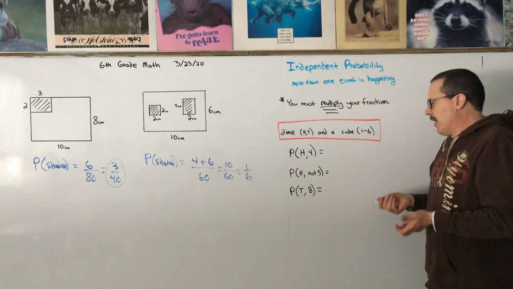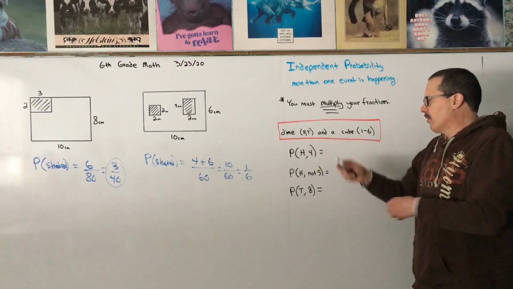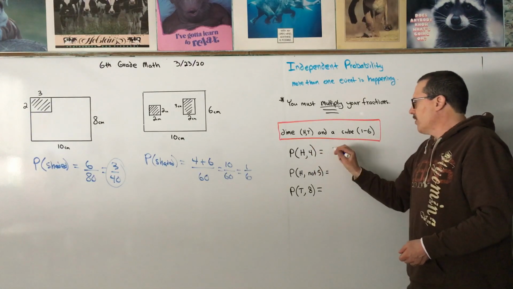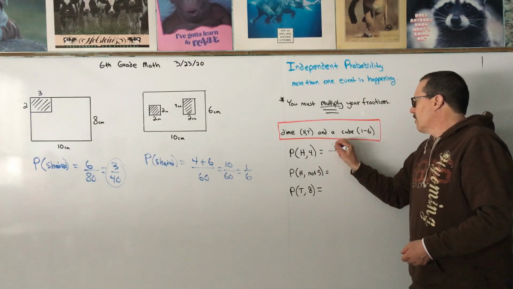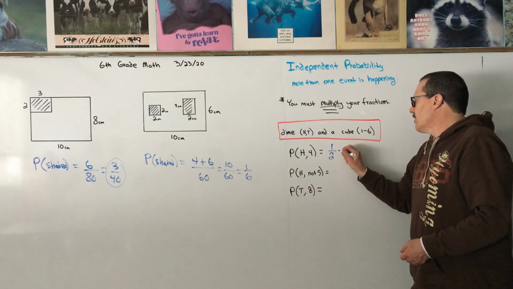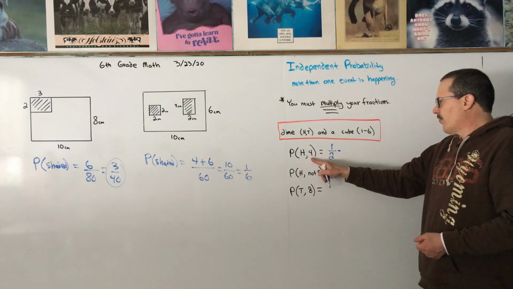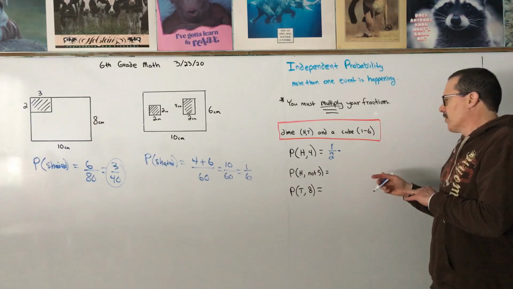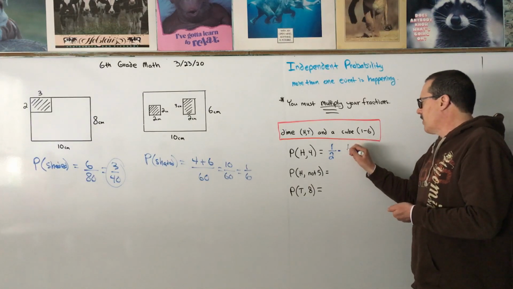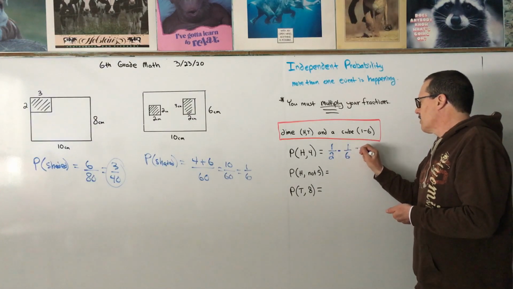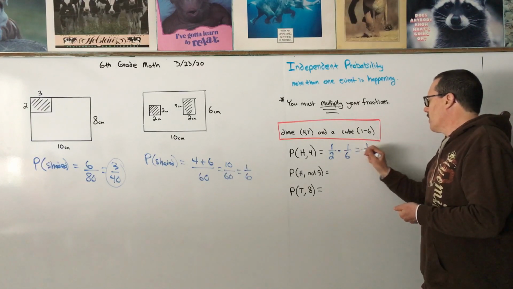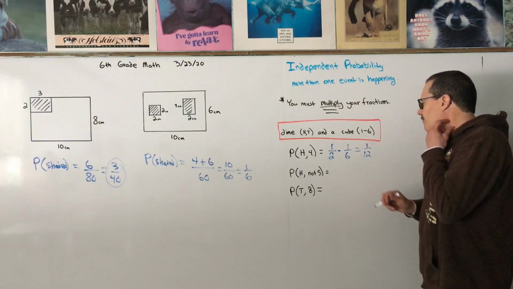So we'd have to do the probability of getting heads when we flipped our dime, which would be 1 chance out of 2, times the chance to get a 4 on the cube when there's 6 numbers. There's only one 4, so that's 1 chance to get a 4 out of 6. And so 1 times 1 is 1, and 2 times 6 is 12.